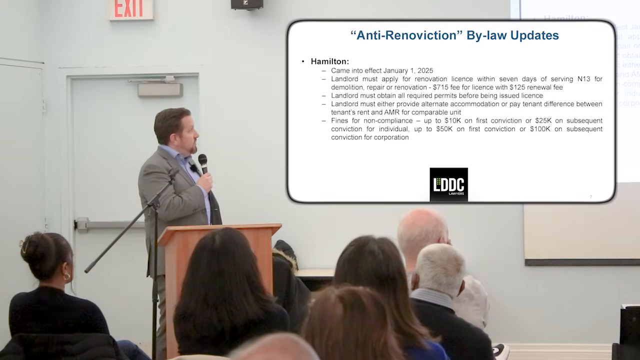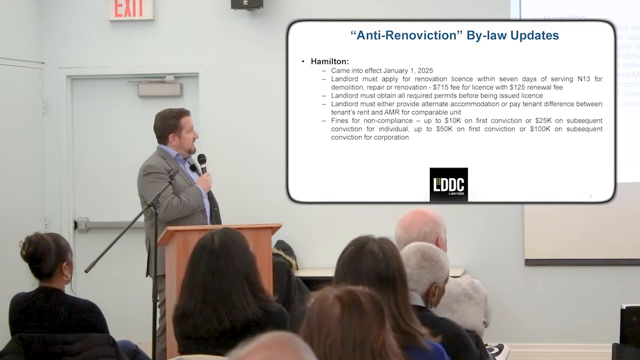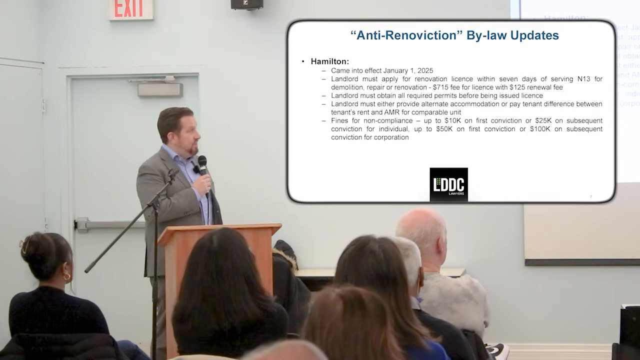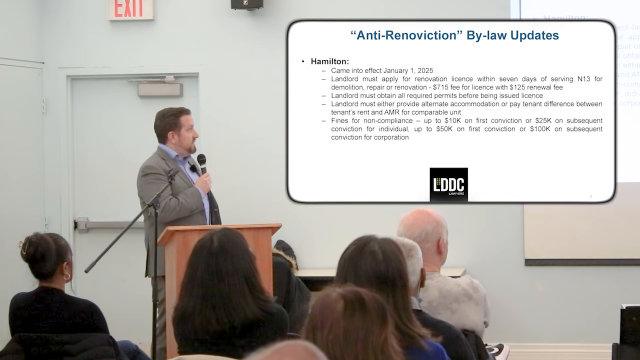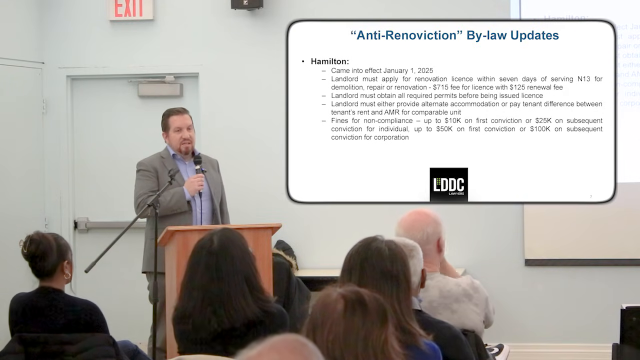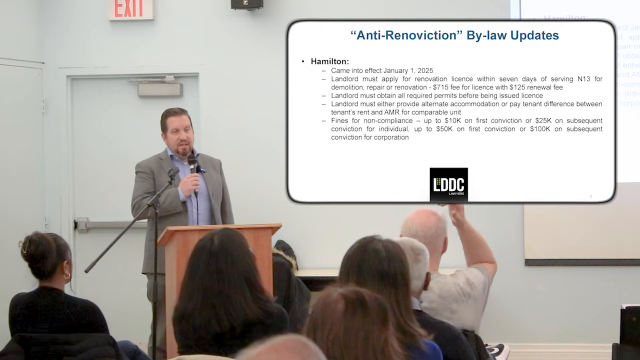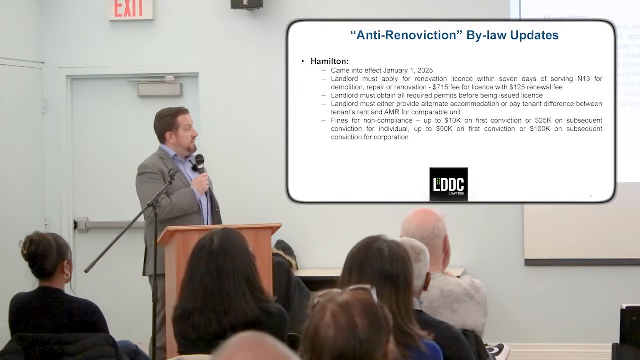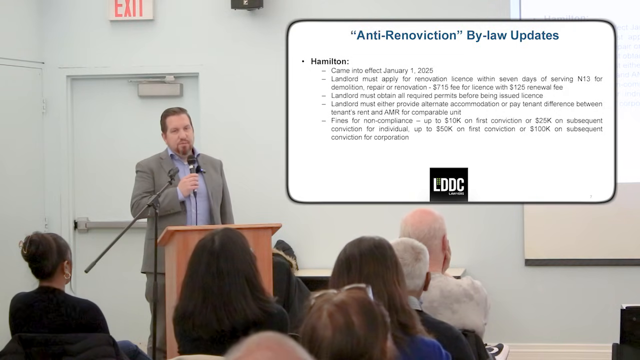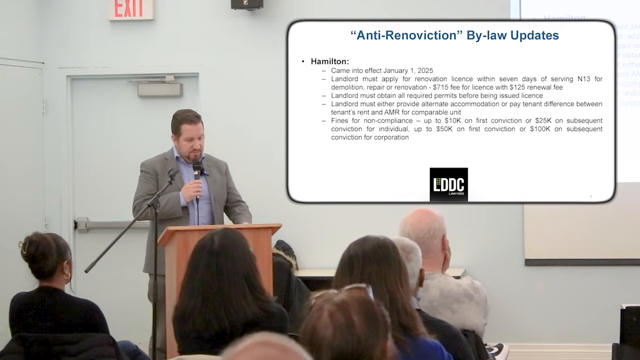So Hamilton's anti-renoviction bylaw came into effect January 1, contains numerous provisions. You have to apply for a renovation license within a certain period of time. There's an application fee. You have to obtain required permits. There's a requirement to either provide alternate accommodation or pay the tenant's difference. And there are fines for non-compliance. So the idea there is that any renovation that a landlord wants to undertake has to be legitimate, has to be sufficiently serious to legitimately warrant vacant possession of the unit. And they really want to put some teeth in to prevent landlords from exploiting the power to evict on an N13 for renovation for improper purposes.